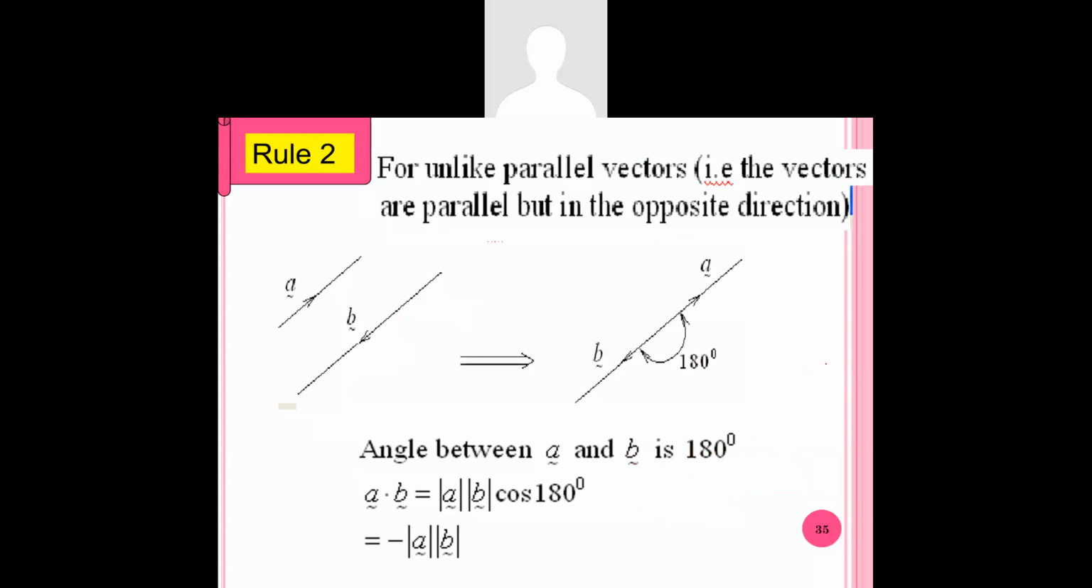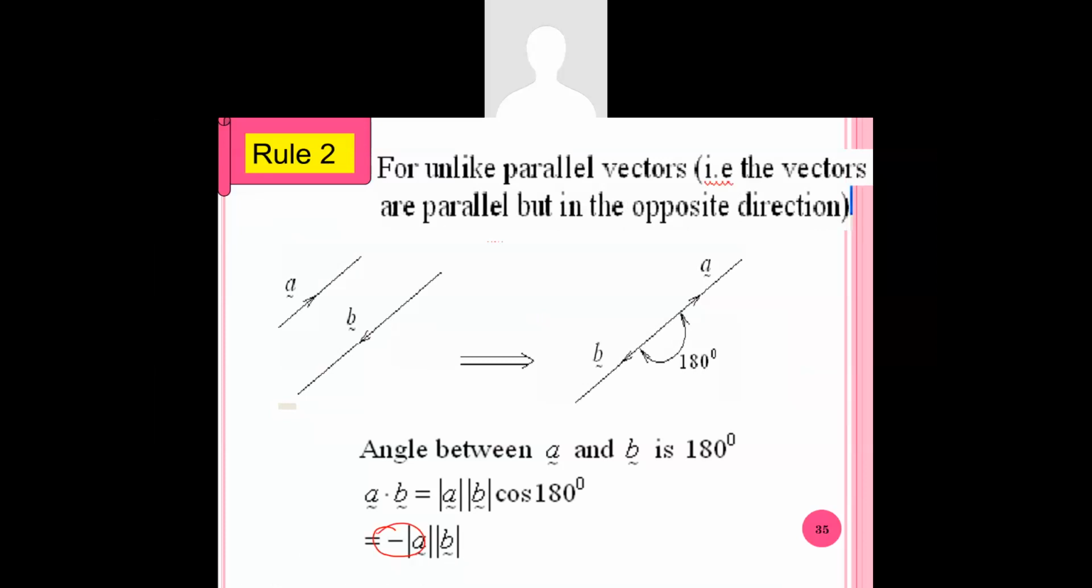For rule number 2, for unlike parallel vectors, the vectors are parallel but in the opposite direction. Therefore you end up with an angle of 180 degrees. Again, of course, cos 180 is equal to -1. So therefore, the dot product A dot B becomes the magnitude of A multiplied by the magnitude of B. Oh, don't forget your negative sign there.